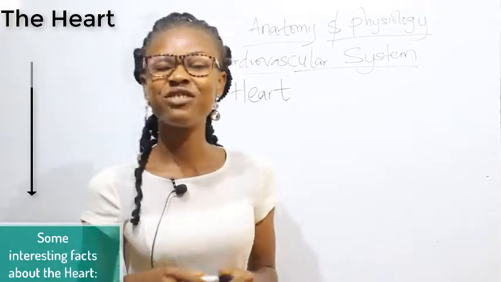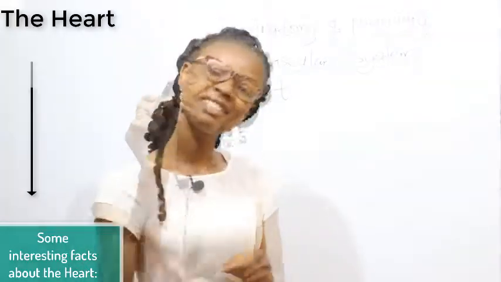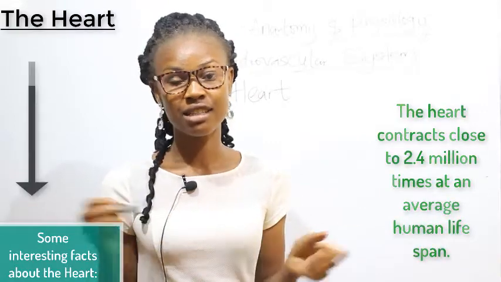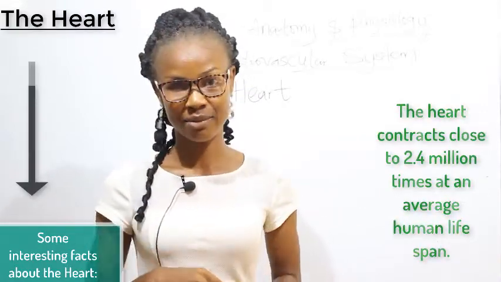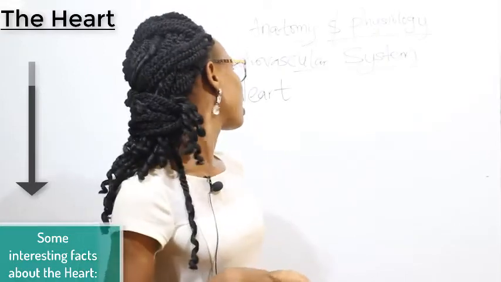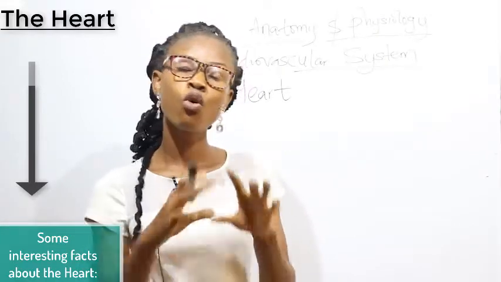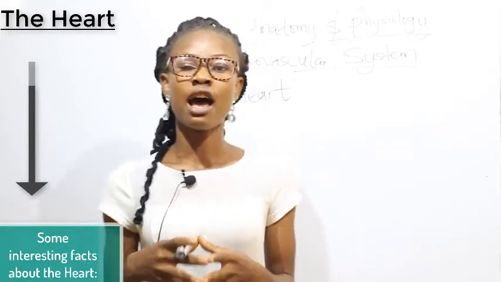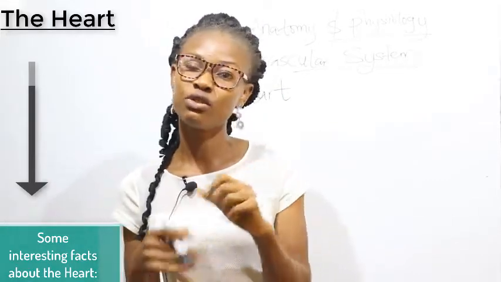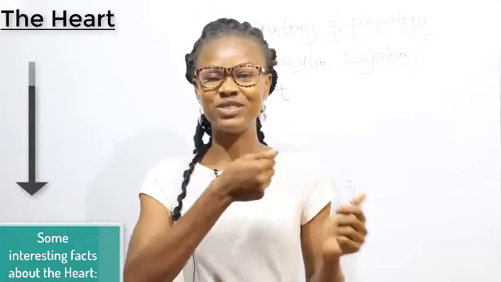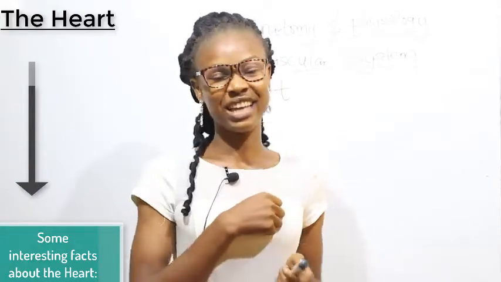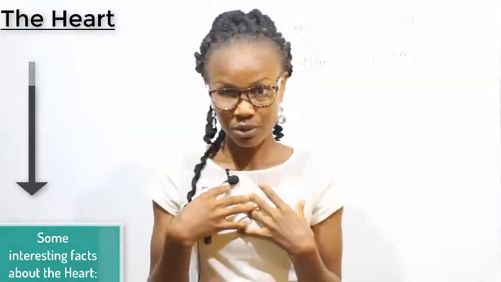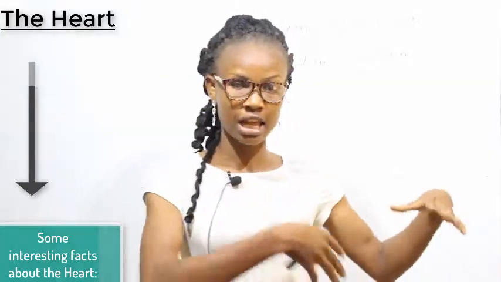Some interesting facts about the heart: your heart, my heart, contracts close to 2.4 billion times in the average human lifespan. The heart is a cone-shaped organ, about the size of the enclosed fist of the owner. So this is kind of the size of my heart. It lies in the thoracic cavity of the human body, more to the left than to the right.